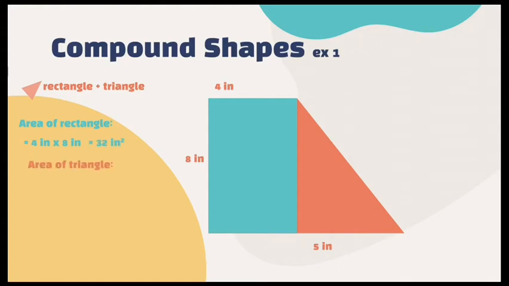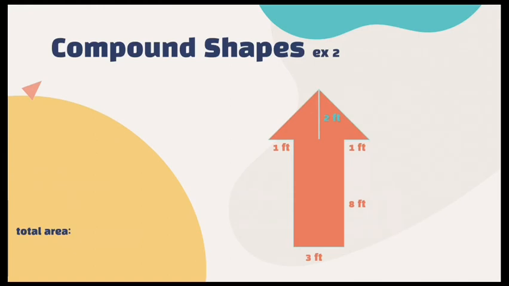For the triangle, we can see that the base is 5 inches in orange, and the height is going to be the same as the height of the rectangle because they go up to the same point. So it's 5 times 8 times half, which is 20 inches squared. But now, since they are combined, we have to add those two together. So 32 inches plus 20 inches is 52 inches squared. And that's the total area of this shape we have here.